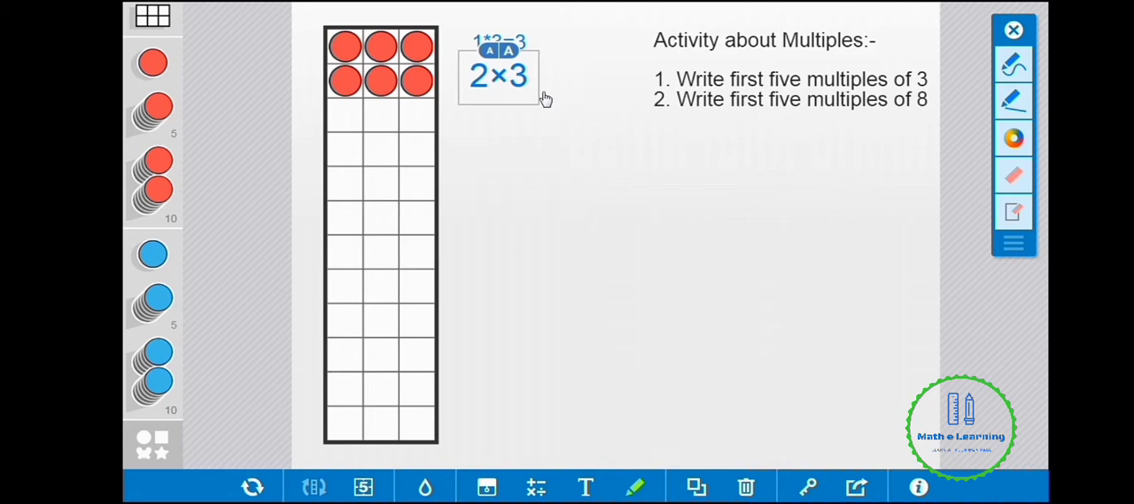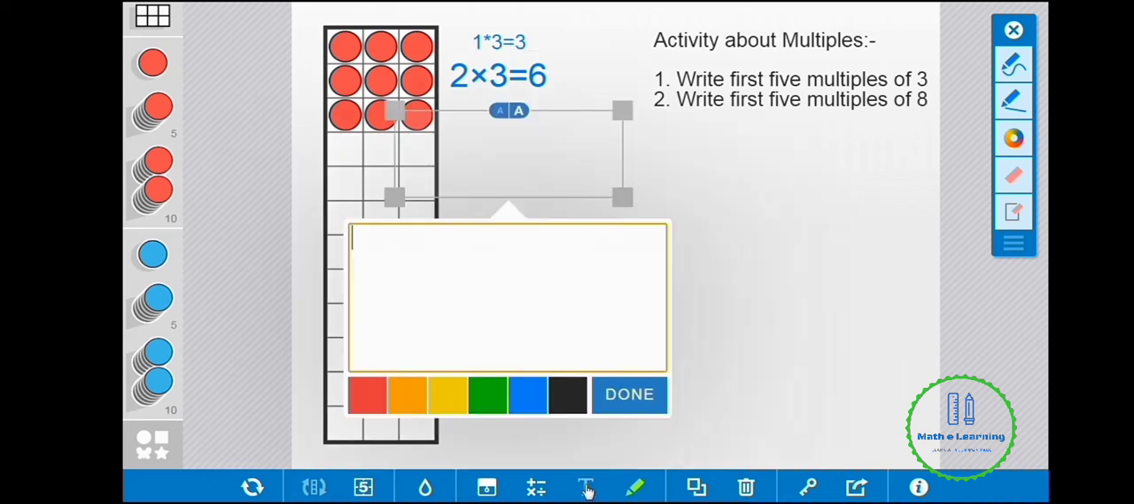Then we will fill the third row. And now count the number of rows. Okay, there are 3 rows. And columns also 3. So we write 3 multiplied by 3 is equal to 3 3s are 9. So here we have answer 9.